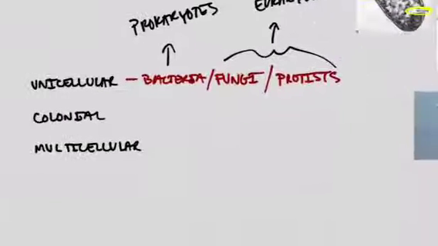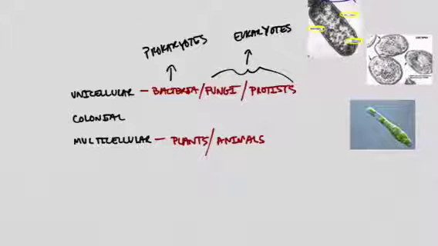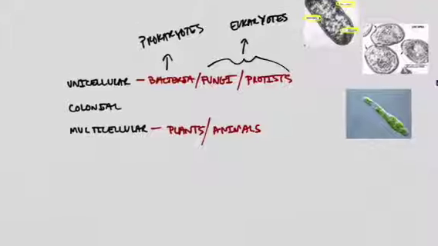Okay, let's move on to multicellular organisms. A well-known multicellular organism is a plant, and animals. By definition, both plants and animals are multicellular, and I'm not going to put any pictures of those up because I think you know what plants and animals look like.